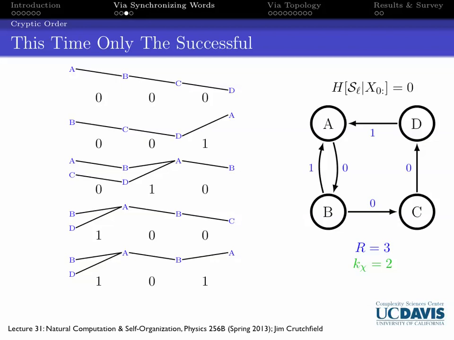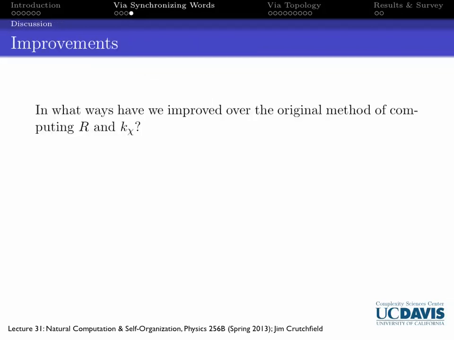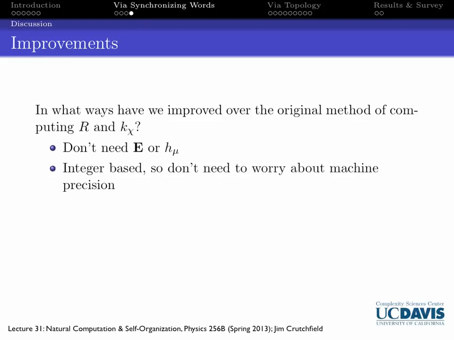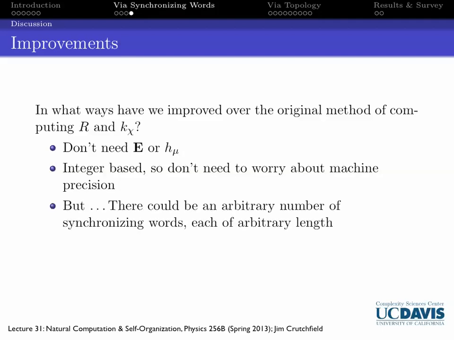All right? So this gives us a nicer method to calculate the Markov and cryptic orders, but it still has some problems. The first problem, or the first advantage, is we don't need to know E or H mu at all. Those don't matter. It's integer-based, meaning we just need to keep track of what elements are in a set and which ones aren't, rather than keeping track of actual values, real floating point values, so we don't need machine precision.